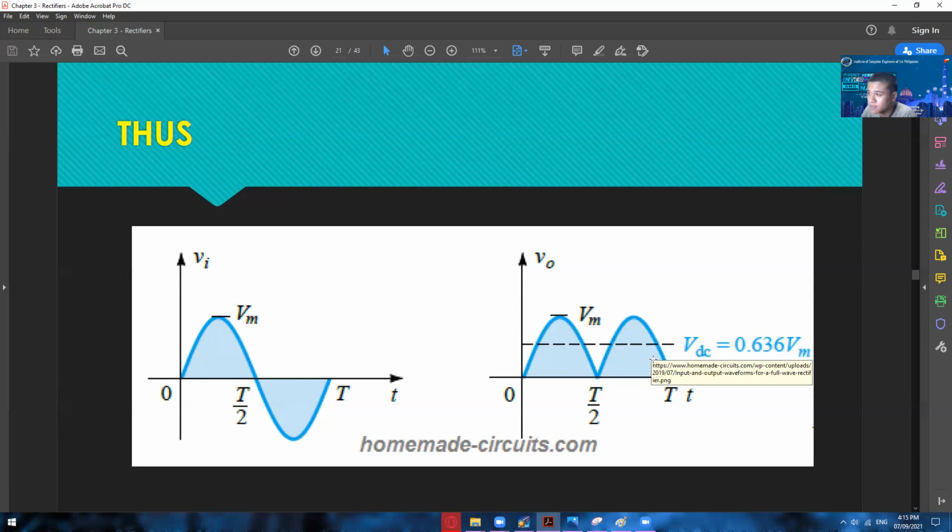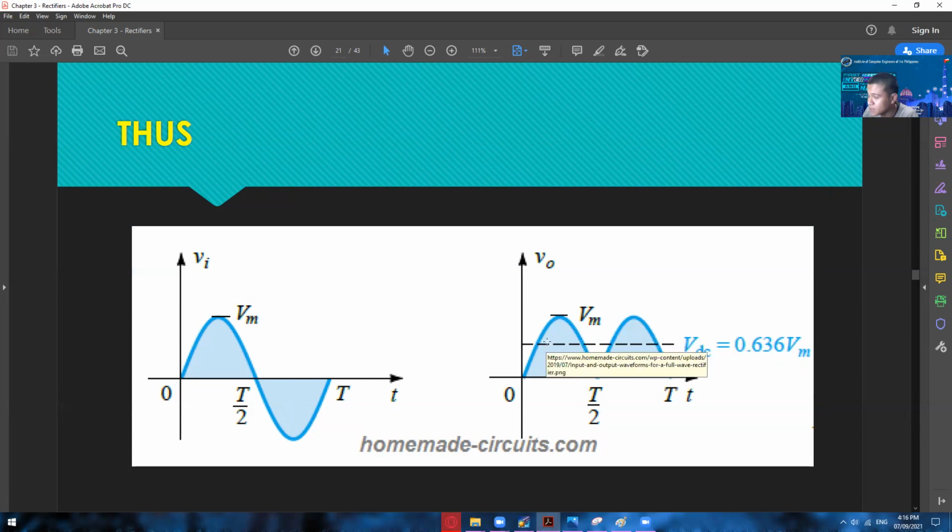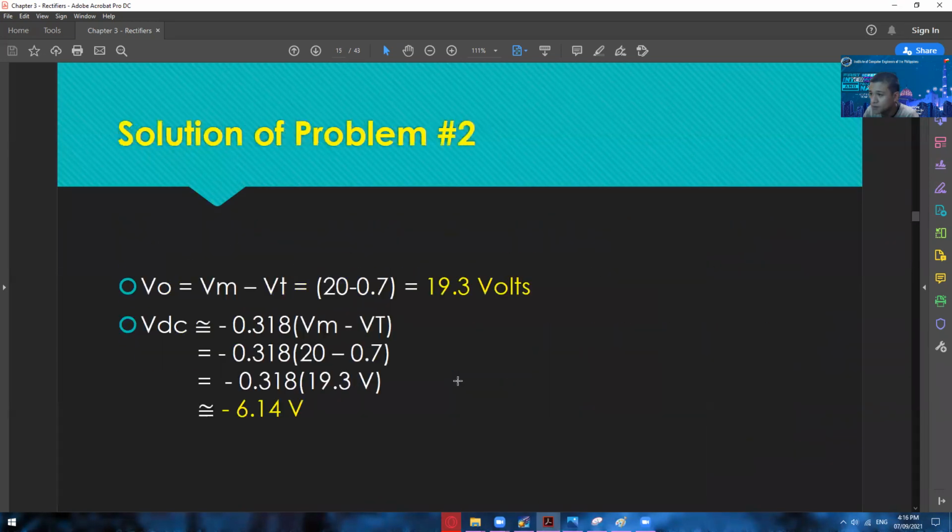So don't get confused regarding this one. This one is a negative half cycle. It's just that it was flipped into two just to make this VDC clear. So again, this VDC is our average voltage. Notice that in a half wave rectifier we have 0.318, but in a full wave rectifier we now have 0.636.